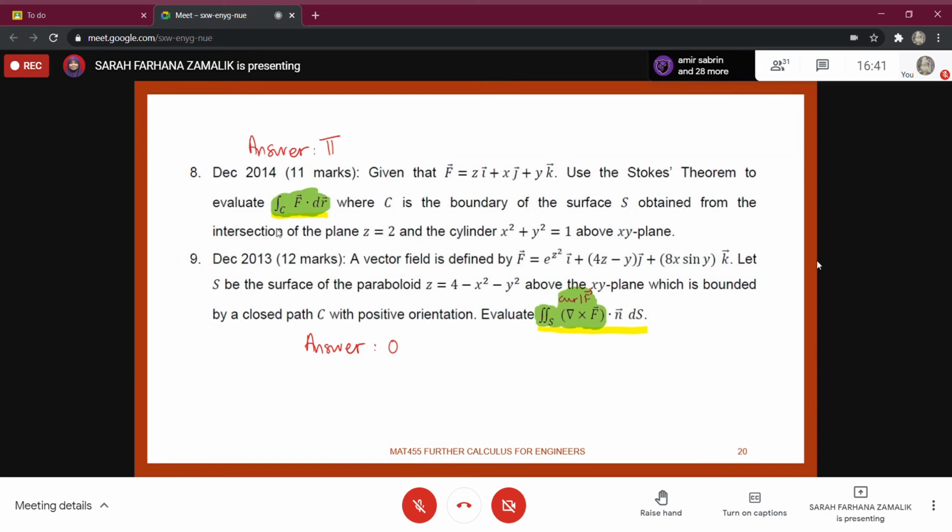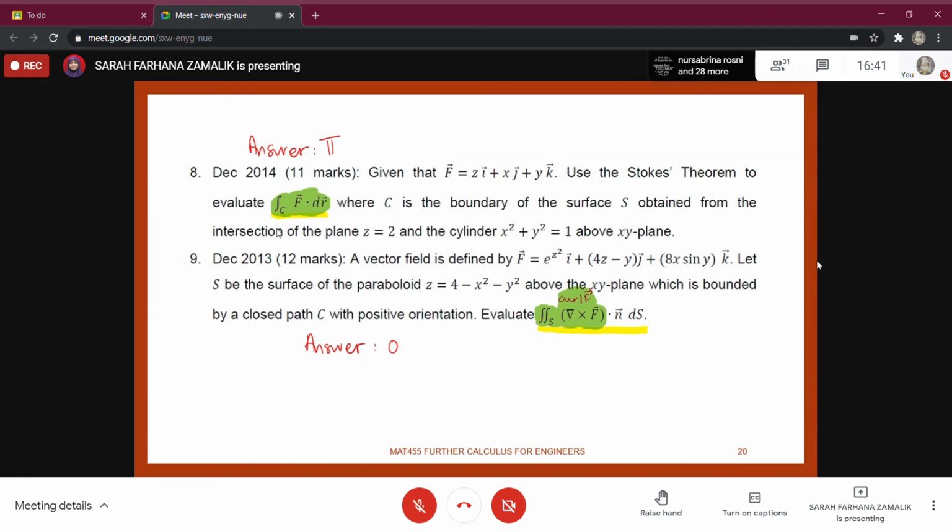Vector field dia mesti semuanya in space IJK. Sebab apa? Semuanya dia solid. Semuanya ada solid kat sini. So it can be paraboloid, tetrahedron, lagi ada apa? Cone ke? Silinder.